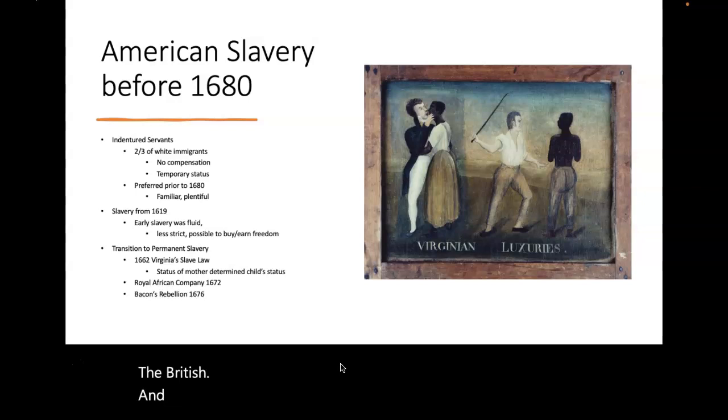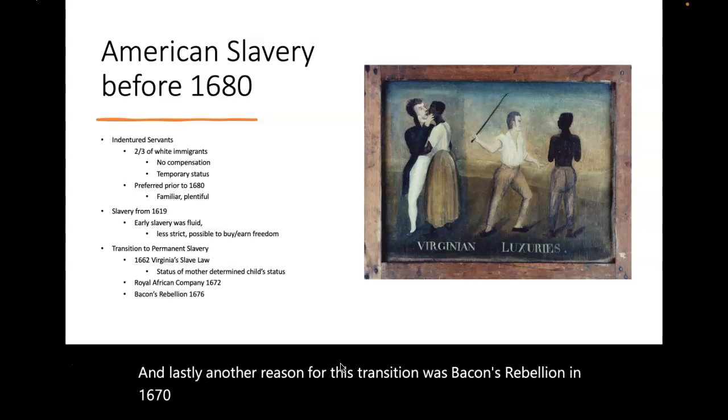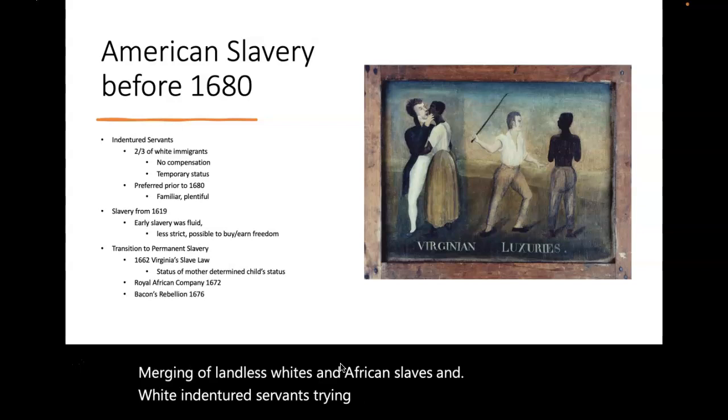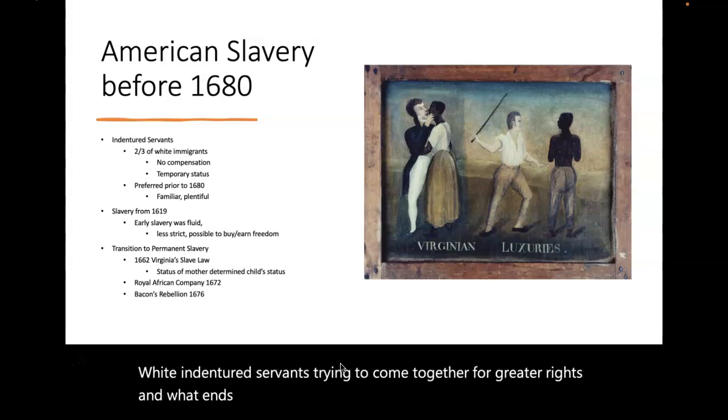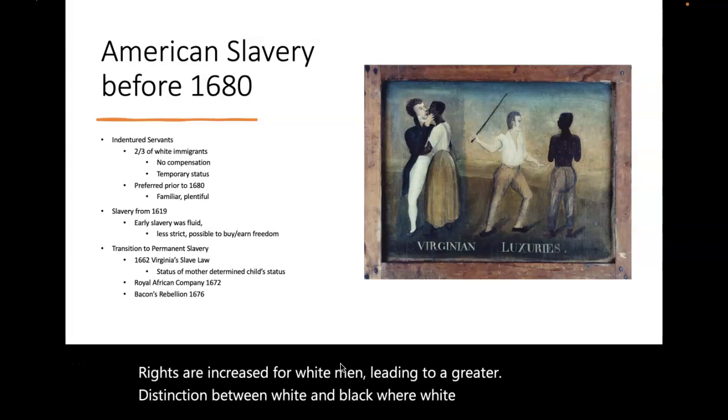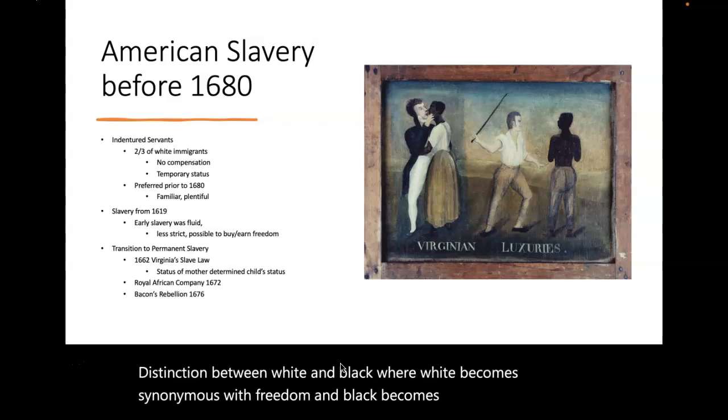And lastly, another reason for this transition was Bacon's Rebellion in 1676, where you see a temporary merging of landless whites and African slaves and white indentured servants trying to come together for greater rights. And what ends up happening is more rights are increased for white men, leading to a greater distinction between white and black, where white becomes synonymous with freedom and black becomes more synonymous with enslavement.